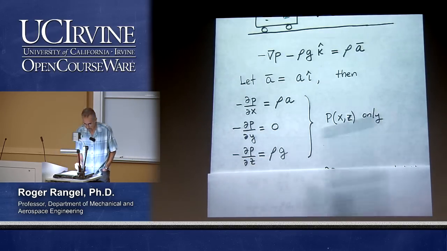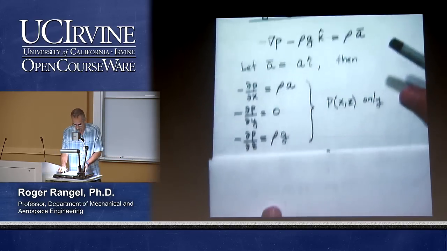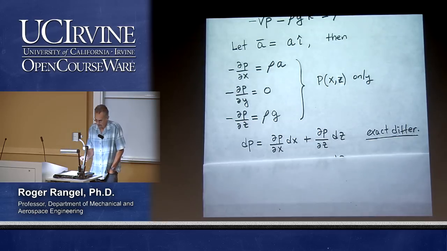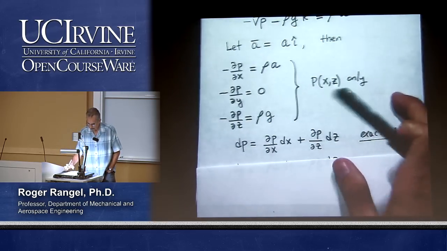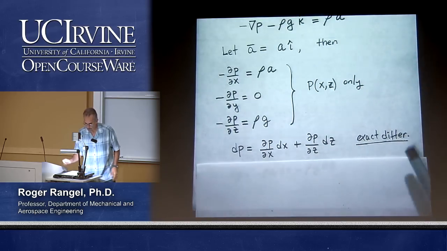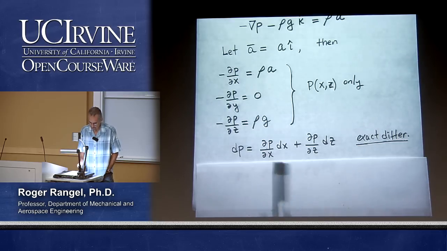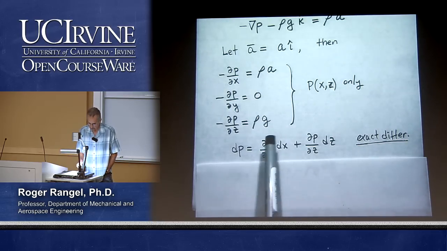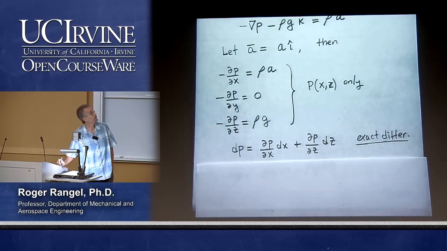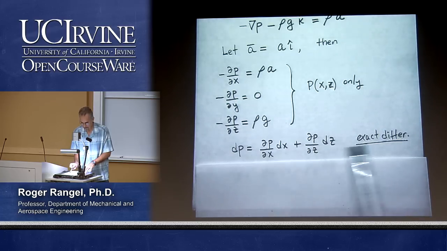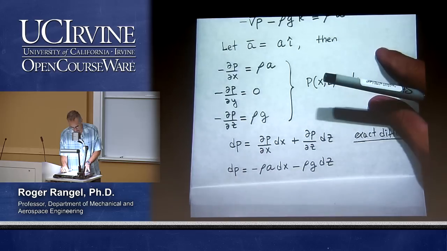It's not a function of y because of the middle equation. So if that is the case, then I can write, remember from differential calculus, the exact differential of pressure, dP, which by definition of an exact differential, in this case in 2 dimensions, would be dP = (∂P/∂x) dx + (∂P/∂z) dz. And of course, I have those contributions to the exact differential, ∂P/∂x and ∂P/∂z, because I have them from these previous equations.